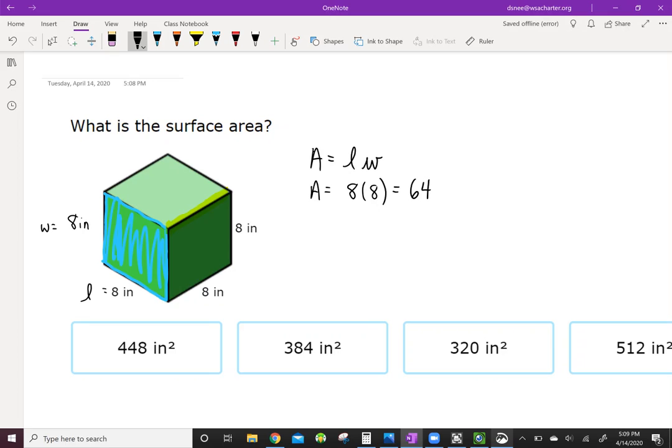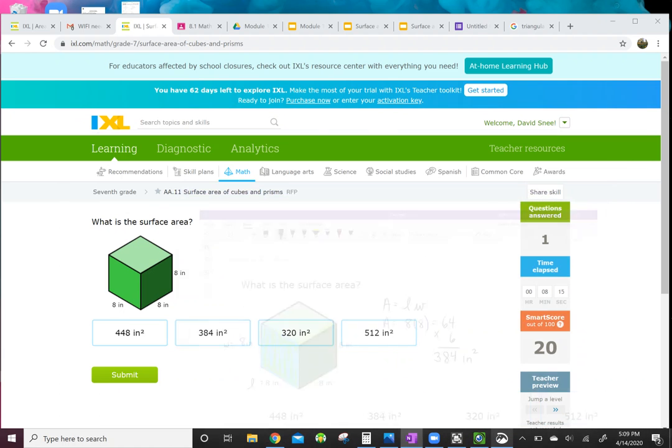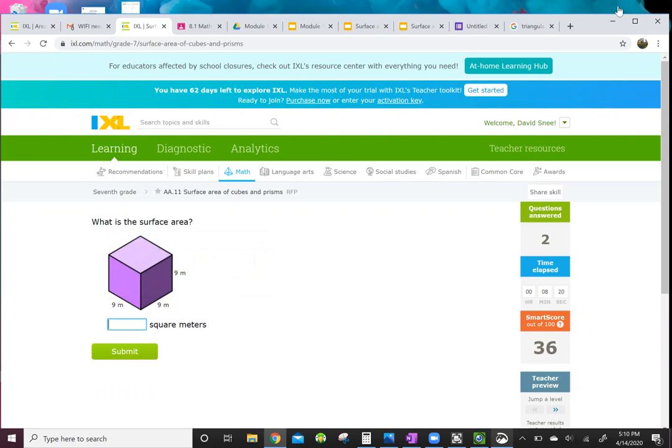And if I take that and multiply by 6, because I know that this cube has 6 sides, I get 384 inches squared. Okay, 1 inch by 1 inch, there are 384 of them covering that entire cube. So I'm going to go back here, do 384 and submit, and that works.